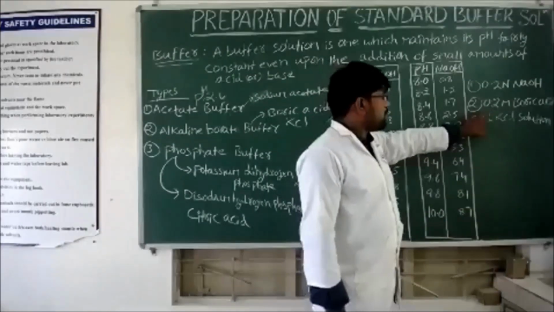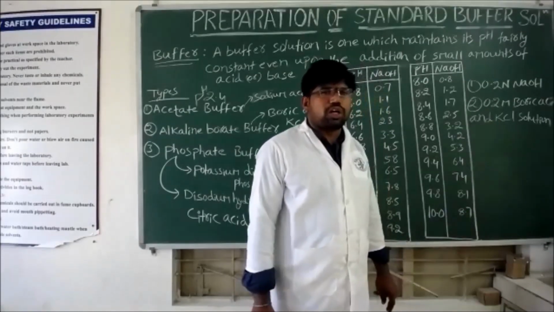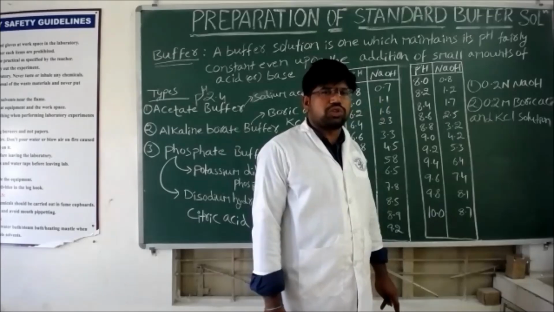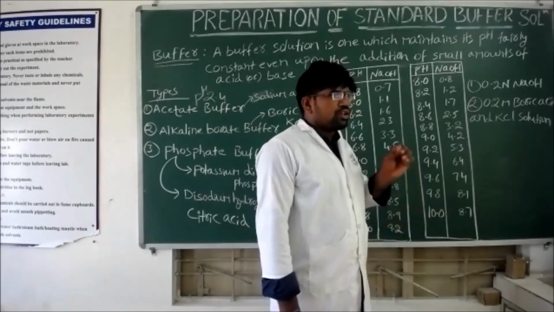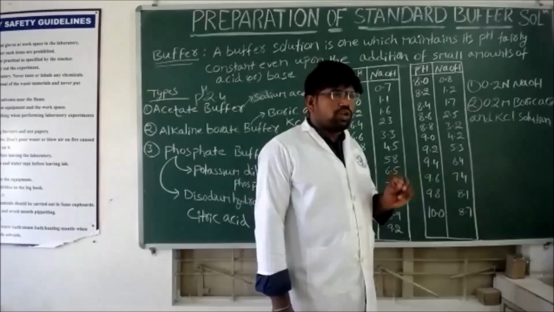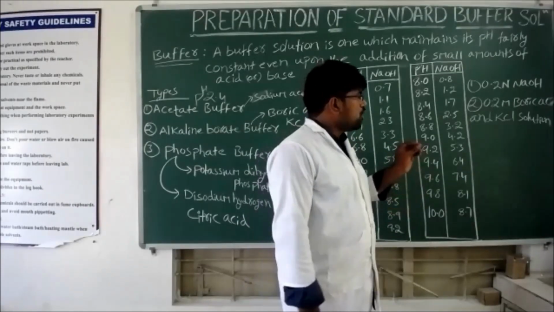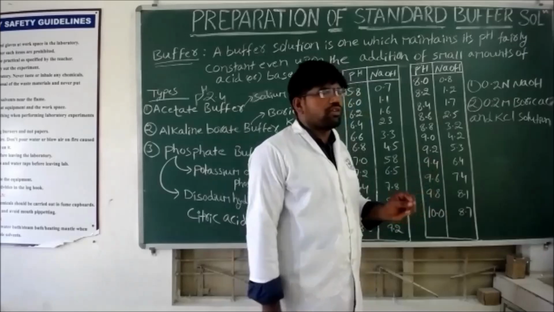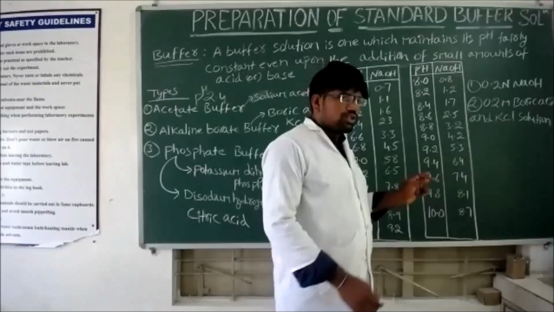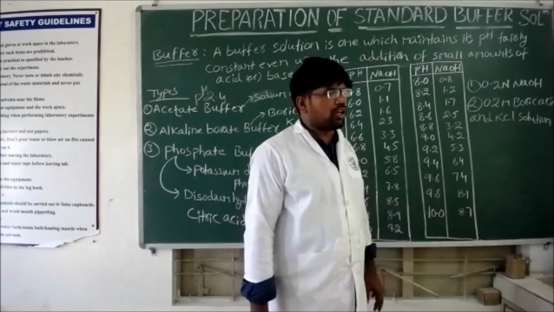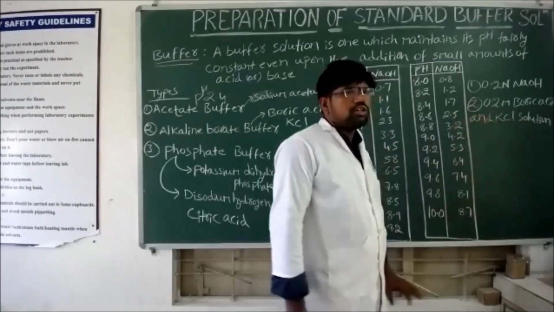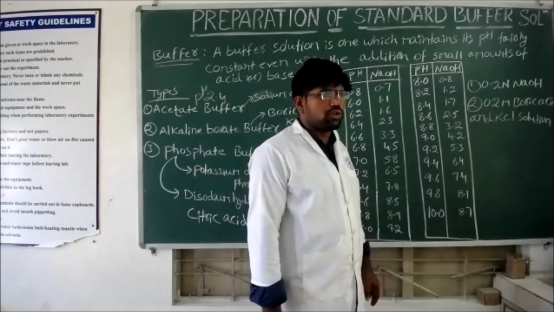One more time I will repeat. For the preparation of 0.2 molar boric acid and potassium chloride solution for 1000 ml, we have to take 12.3 grams of boric acid and 14.7 grams of potassium chloride. Both of these we have to dissolve in 1000 ml of water. Automatically we will get 0.2 molar boric acid and potassium chloride solution.